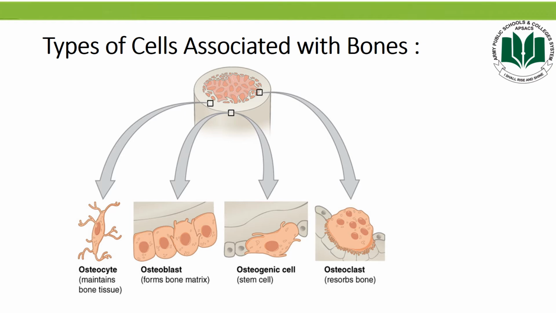Types of cells associated with bones. Basically, there are three main types of cells that are associated with bones: osteoblast, osteoclast and osteocytes. These three cells are derived from osteogenic cells. So osteogenic cells are basically those type of cells which differentiate and develop into osteoblast cells.